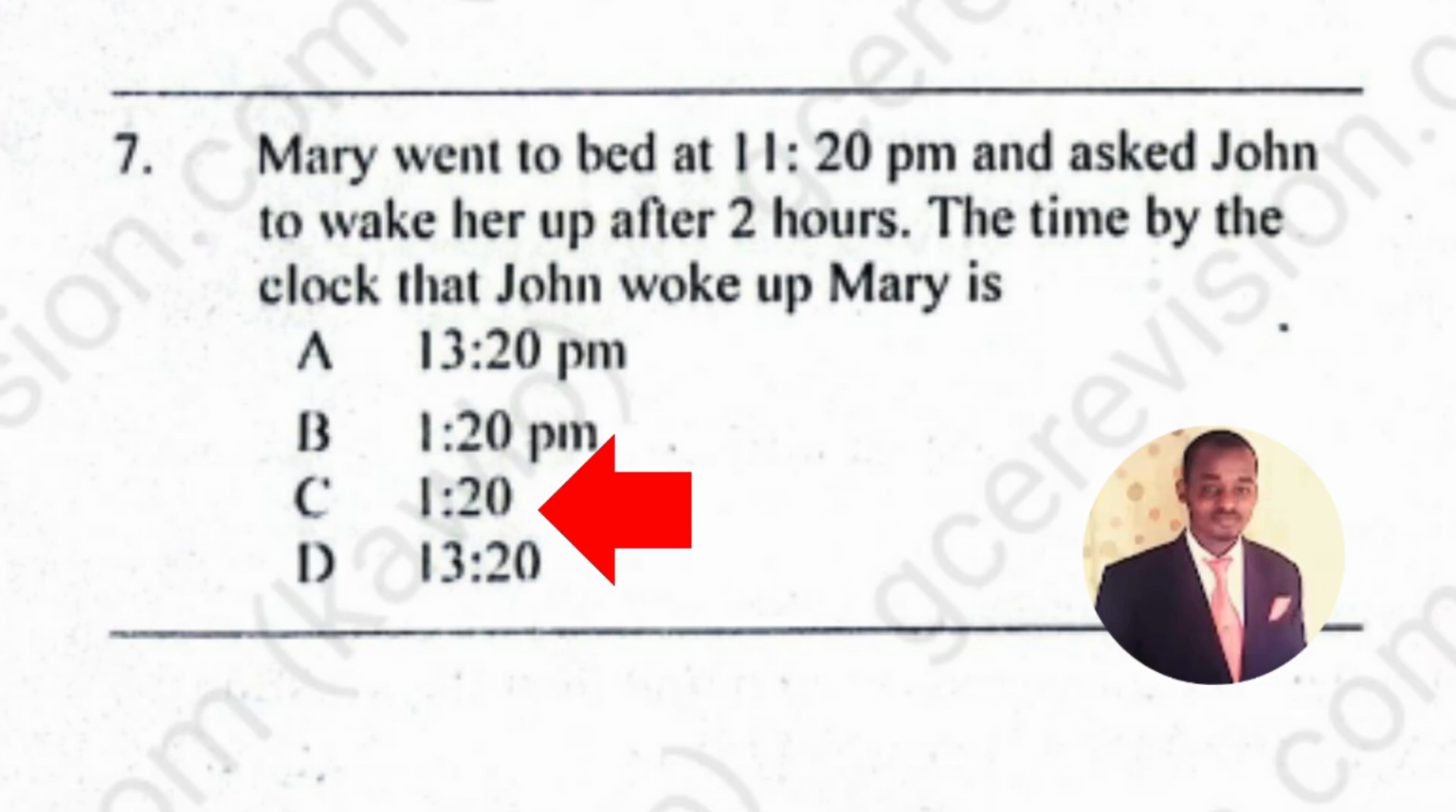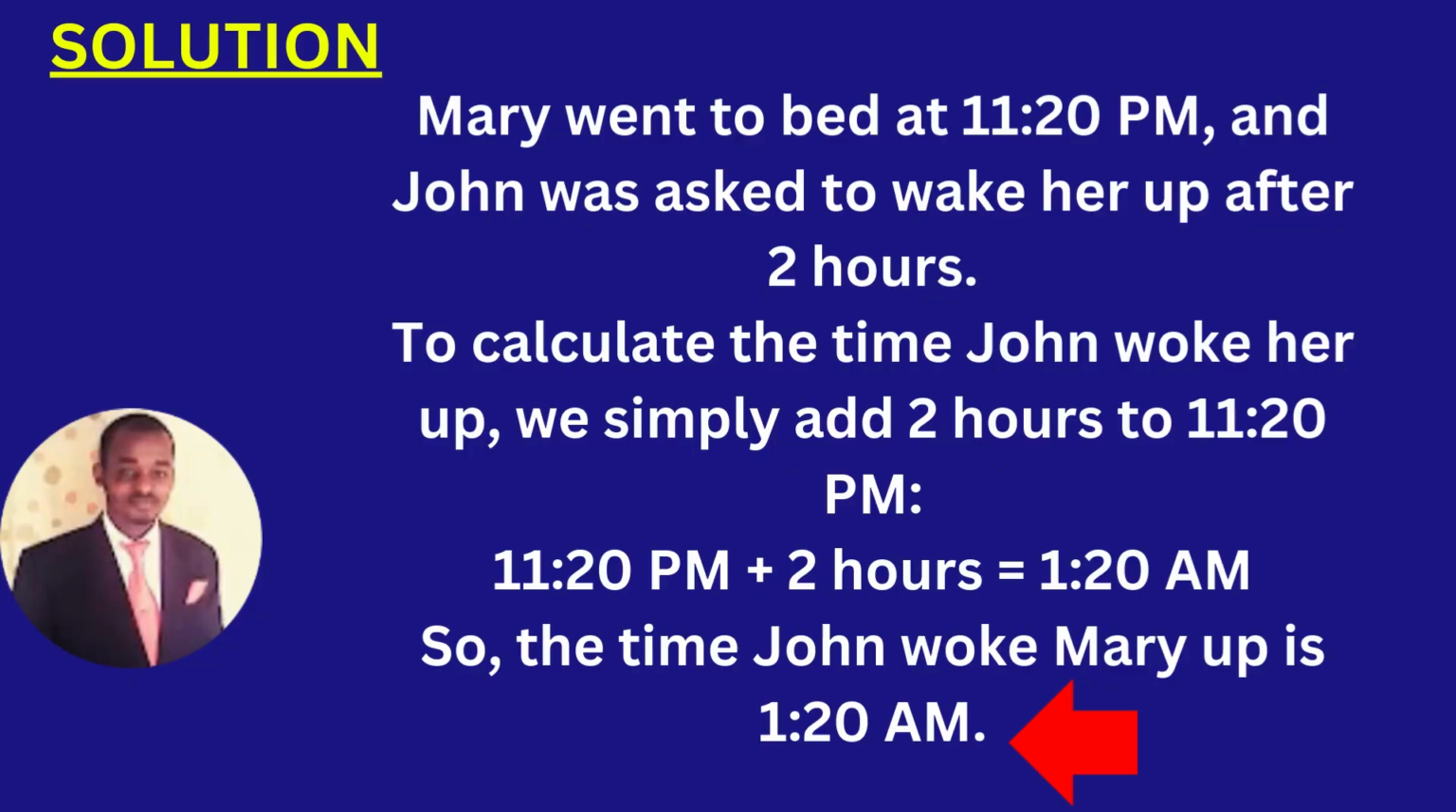Mary went to bed at 11:20 p.m. and asked John to wake her up after 2 hours. The time by the clock that John wakes up Mary is 1:20 a.m. That's the correct answer. Here you can read the solution and how we came about that. You can see all of it here.